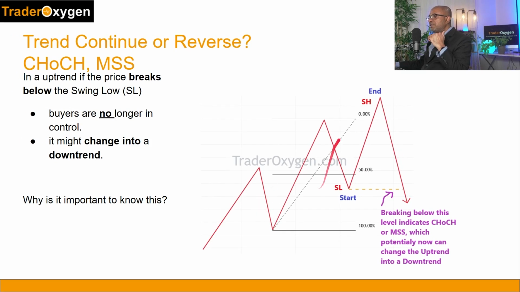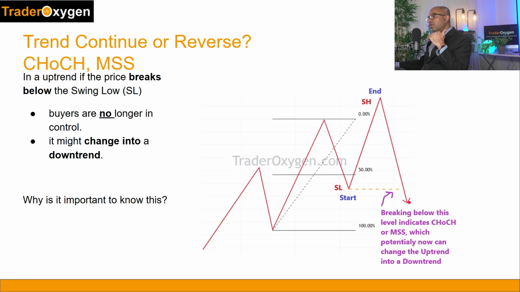swing low? So if this is your higher time frame, what that means is it's making a change of character or market structure shift in the higher time frame. What that means is there's a chance now that the higher time frame trend is changing from an uptrend into a downtrend. What that shows is that buyers are no longer in control, and it might now change into a downtrend. Now why is it important to know this? That is because in optimal trade entries, we take the trade in the direction of the trend. So if it's in an uptrend, you will take buy entries. But if you see the trend is changing, now you will not take a buy entry.